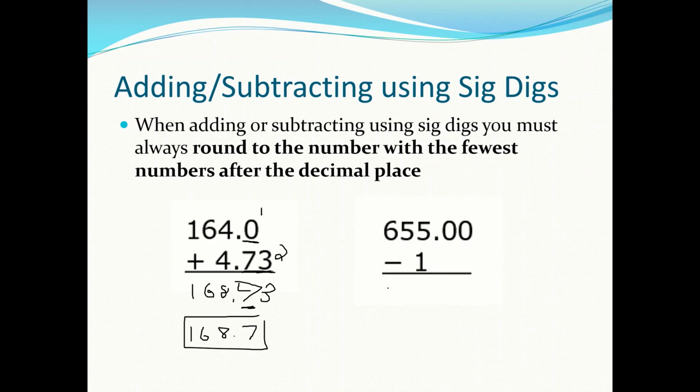If I did this one, 654.00 would be my answer. This has 2 numbers after the decimal place. This has 0 numbers after the decimal place. So I want to answer 0 numbers after the decimal place. So my answer would be 654 to the correct number of Sig Digs.